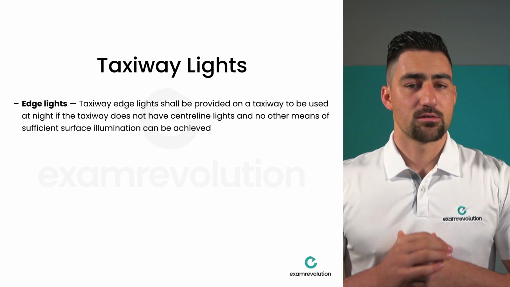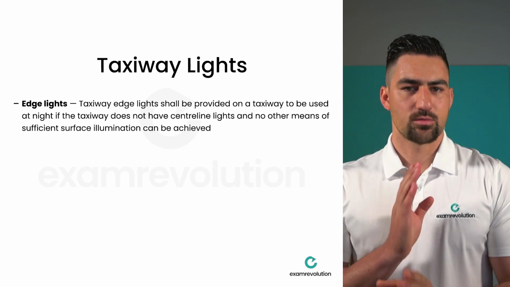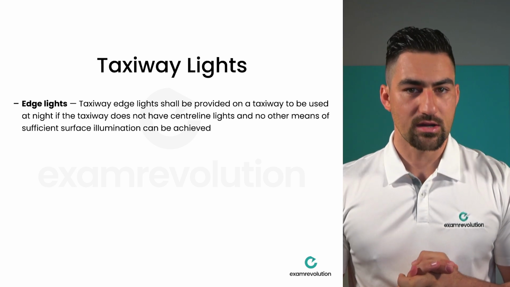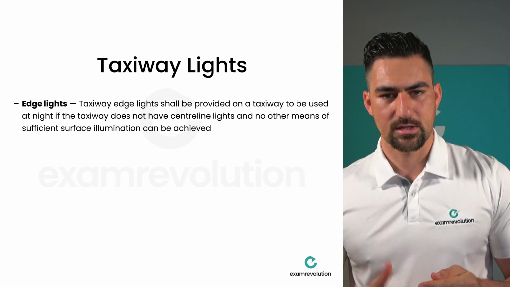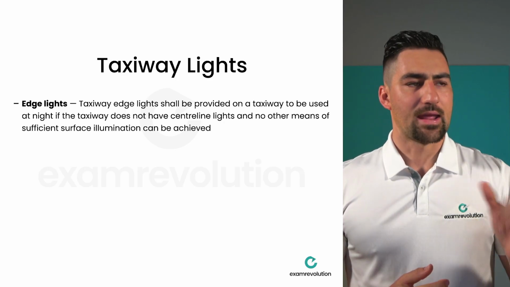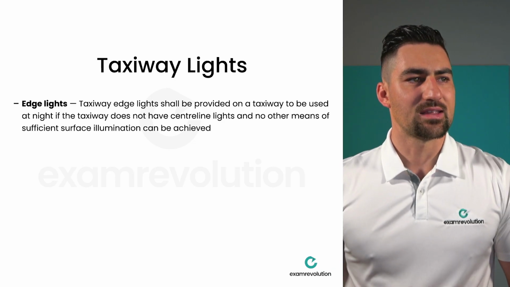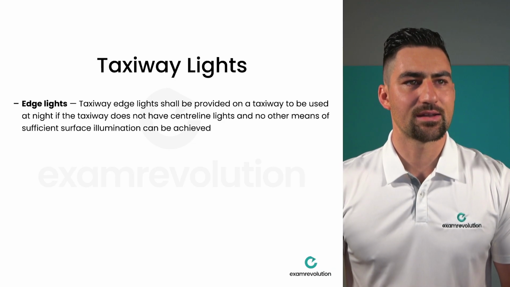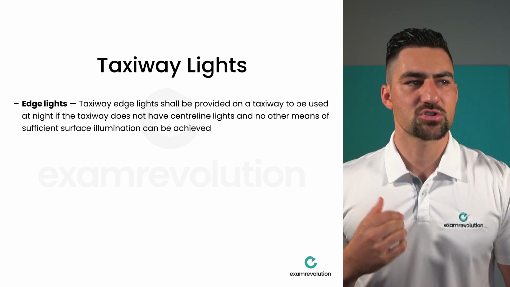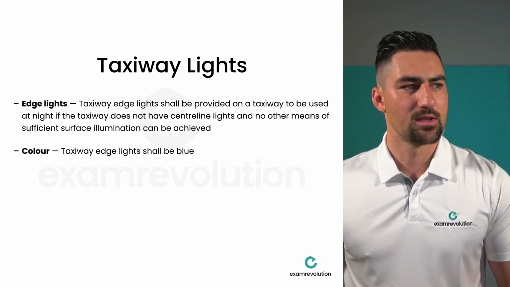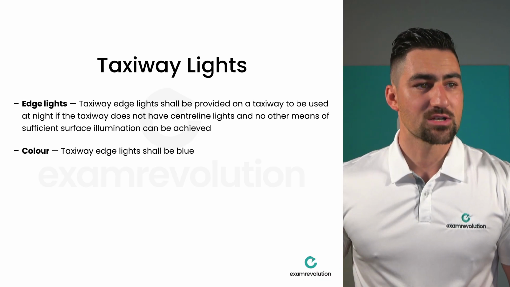Then edge lights. So now we talk about taxiway edge lights. We know that the centerline lights are green. Okay, if they come off the runway, it's yellow, green, yellow, green. Then edge lights: taxiway edge lights shall be provided on a taxiway to be used at night if the taxiway does not have centerline lights and no other means of sufficient surface illumination can be achieved. The color of taxiway edge lights shall be blue.